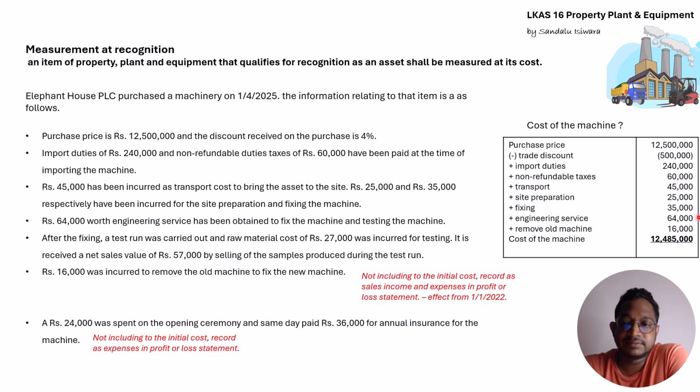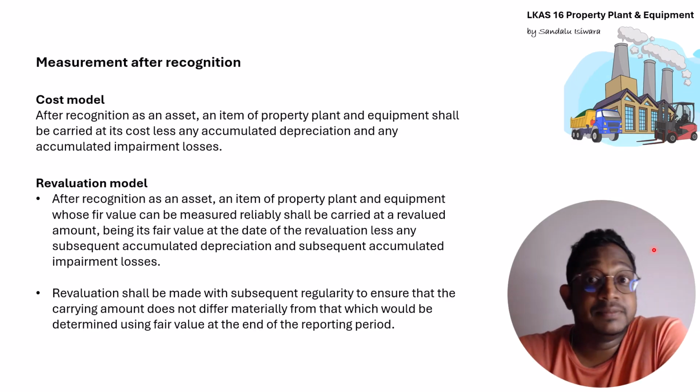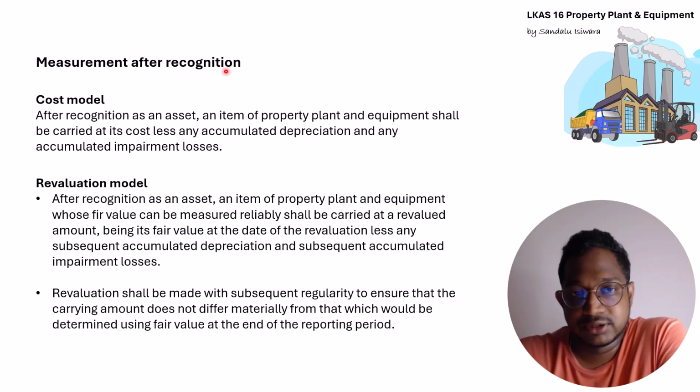So this is an example. So finally, the cost of the machine is 12,485,000. I think you get the clear idea. You got the clear idea about the measurement and recognition, right? And measurement after recognition.